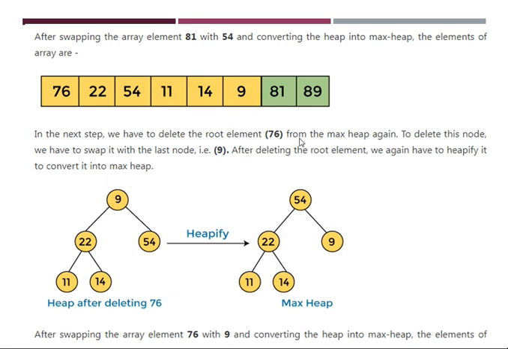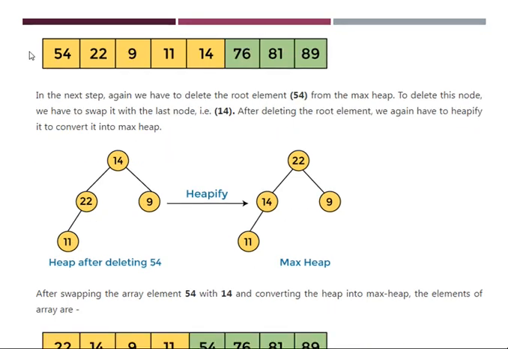So this root element will be removed from the heap again. Then again we perform heapifying. So removing 76 will result in this structure. 9 will be at the root node, and to satisfy the max heap property we will be heapifying the structure again. And this is the max heap that has resulted after heapify. Now here are the array elements after removing 76 from the series.